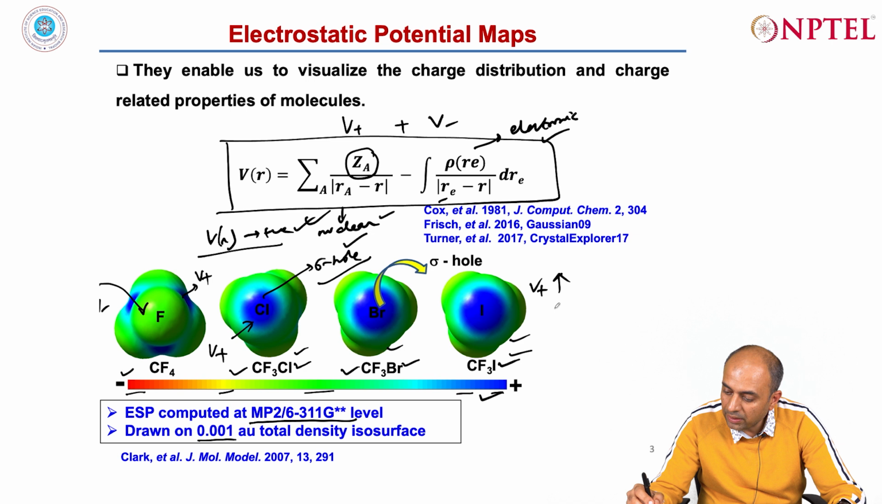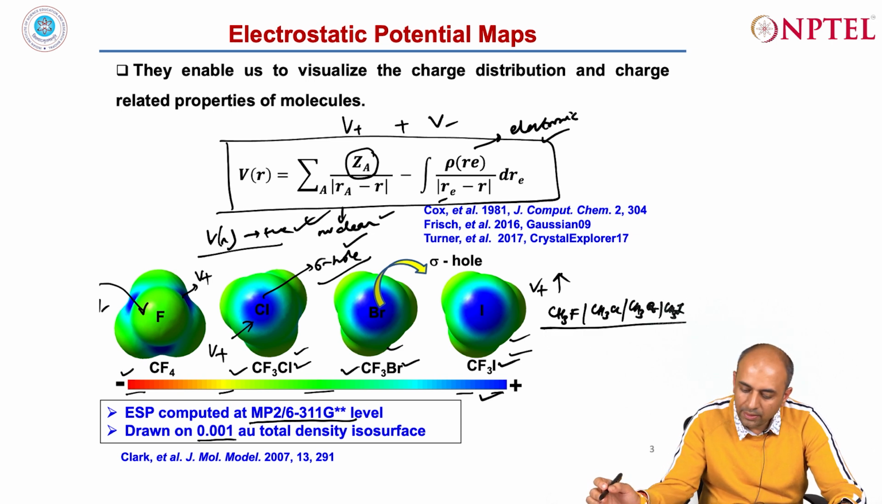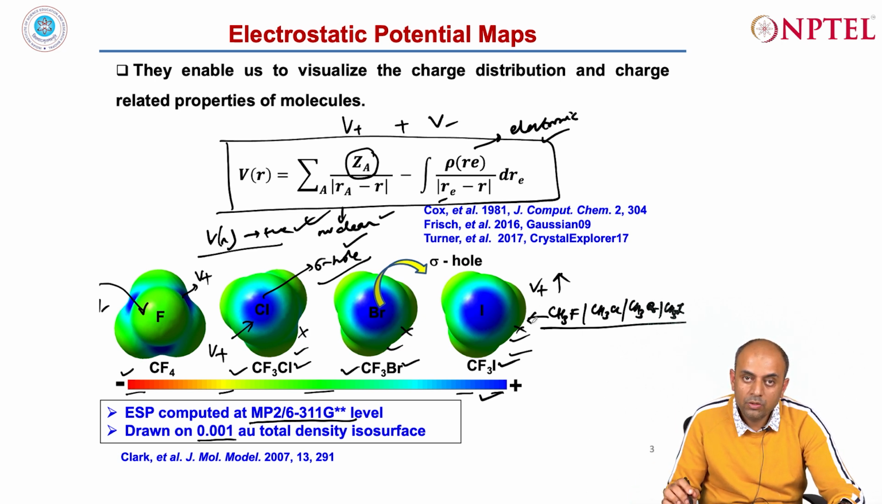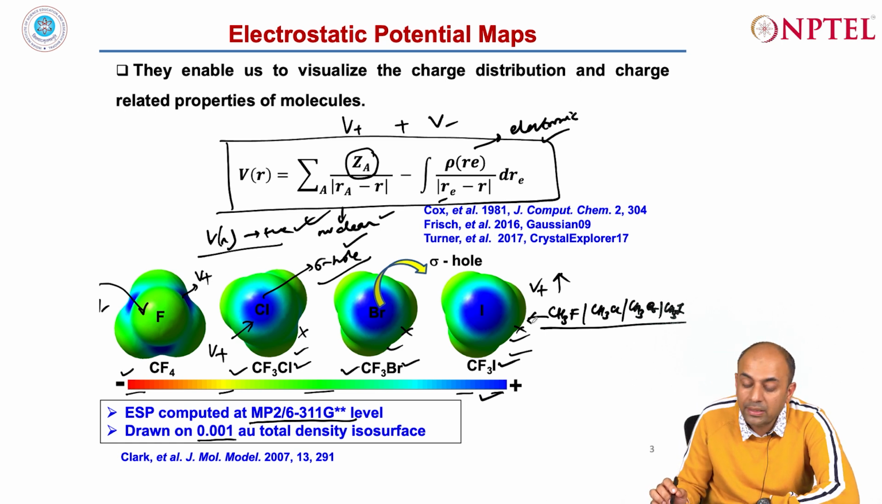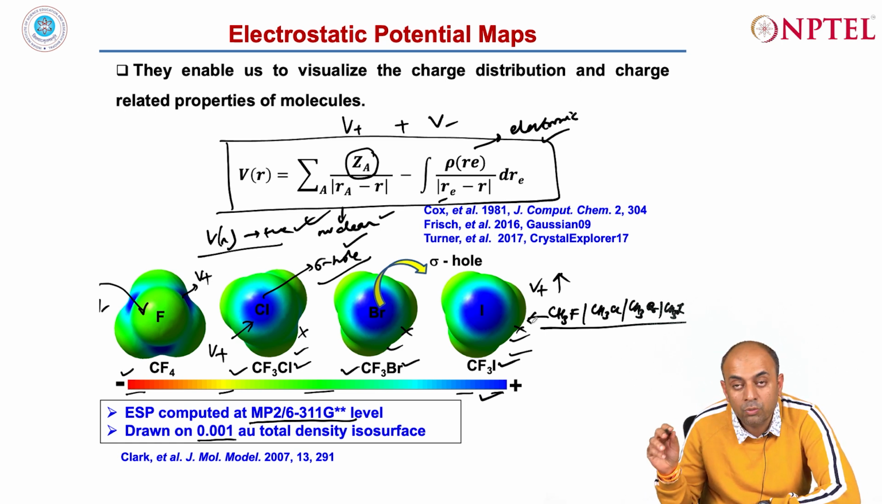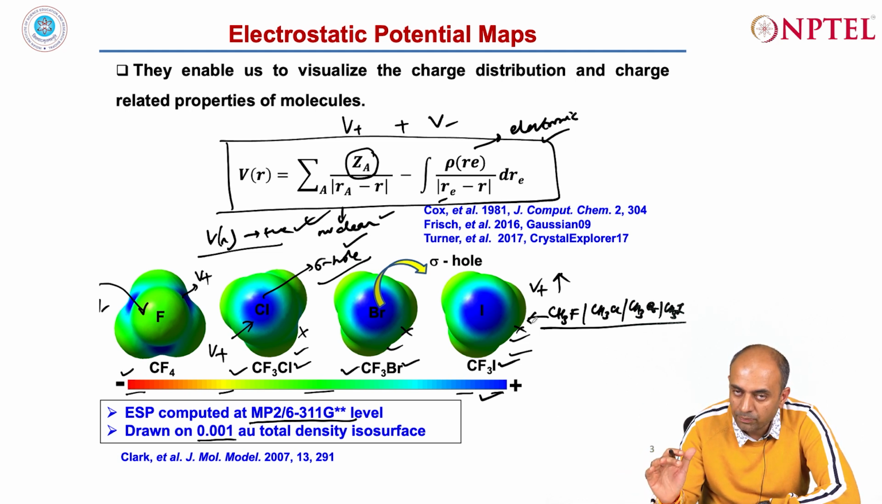Now, if you were to compare this with CH3F, CH3Cl, CH3Br and CH3I, then the sigma hole is practically not present. The sigma hole on chlorine, bromine and iodine is practically not present. So that means when you have methane and you replace one hydrogen by fluorine, chlorine, bromine and iodine, you have actually not really polarized the electron distribution sufficiently so as to have a sigma hole on the C-X bond axis.